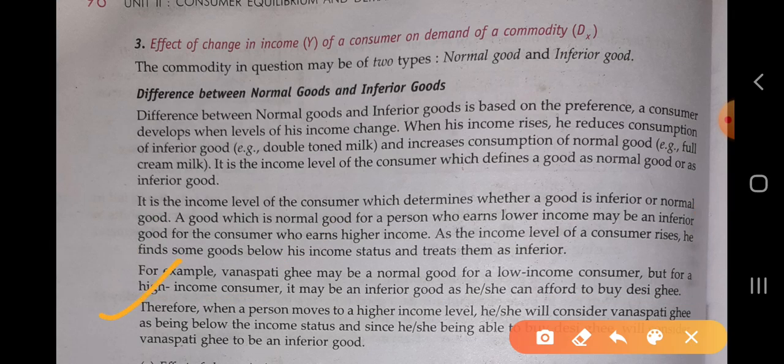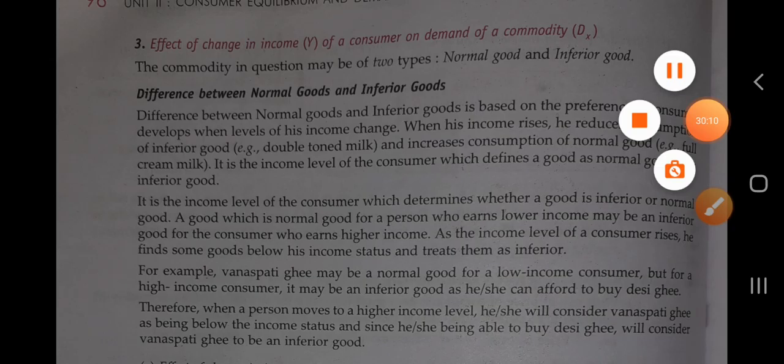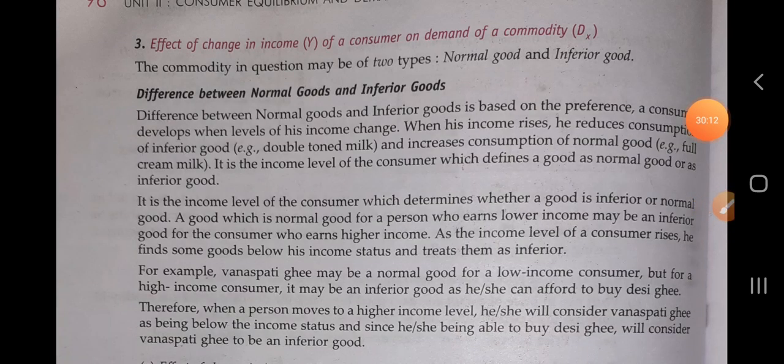Therefore, when a person moves to a higher income level, he or she will consider vanaspati ghee as being below his income status. For him it becomes below his status, and since he or she is able to buy deshi ghee, he or she will consider vanaspati ghee to be an inferior good. Okay, when he or she is able to buy deshi ghee, vanaspati ghee becomes the inferior good. So in conclusion we can say that normal good and inferior good totally depend upon the income of the consumer.